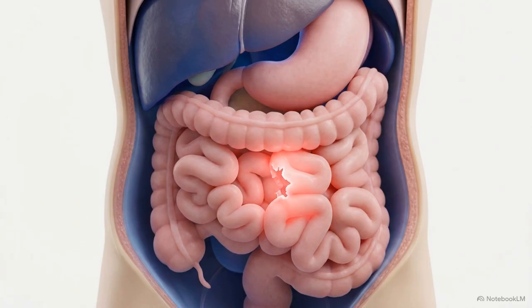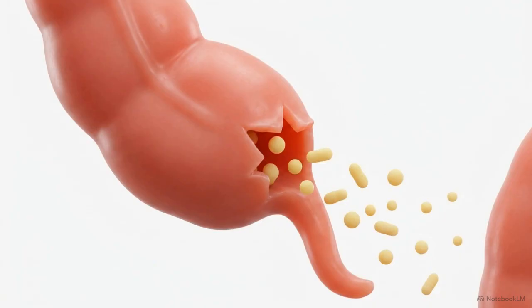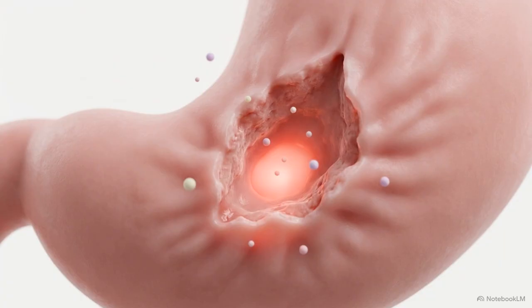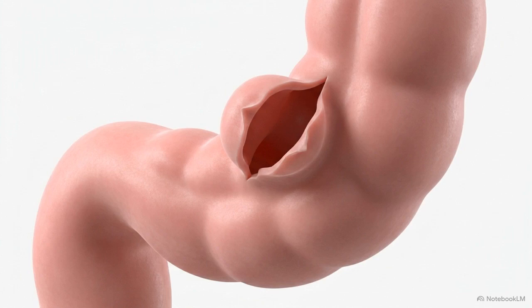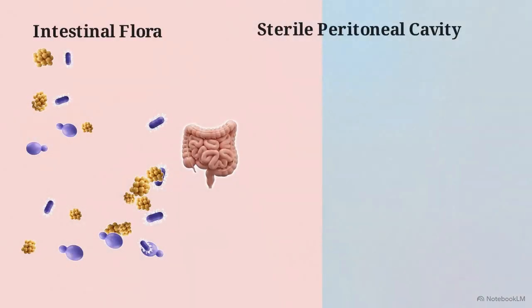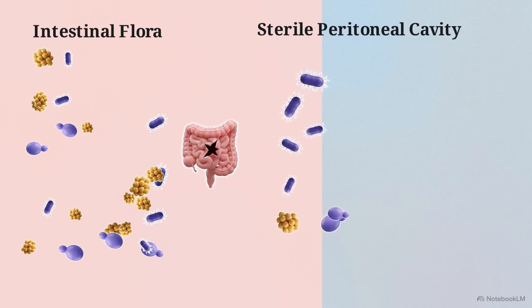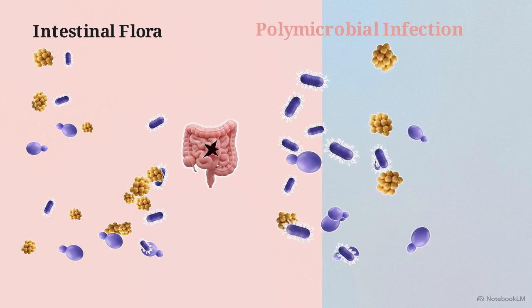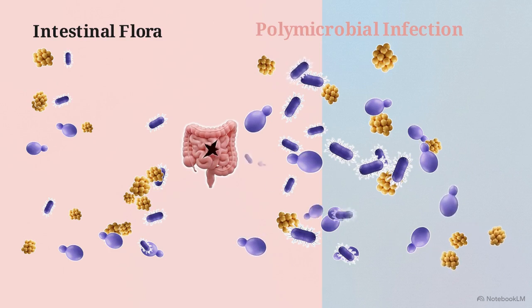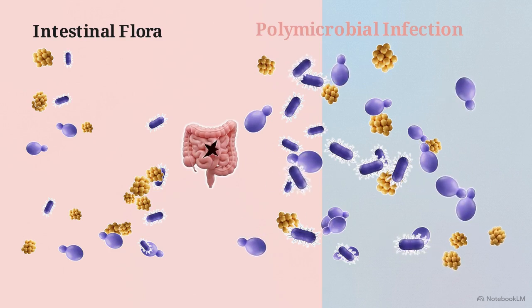This occurs when there is a macroscopic physical tear in the gastrointestinal tract, such as a burst appendix, a perforated peptic ulcer, or a ruptured diverticulum. When the intestinal wall physically tears open, the contents of the gut spill directly into the sterile peritoneal cavity. Because this fluid contains the unfiltered spectrum of intestinal flora, the resulting infection is inherently polymicrobial. Multiple strains of bacteria flood the space simultaneously.